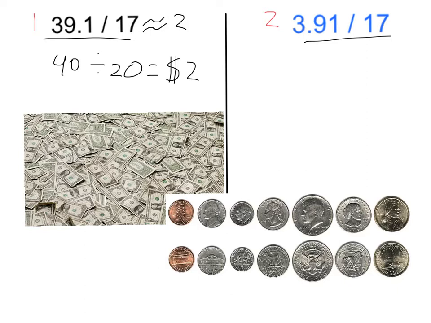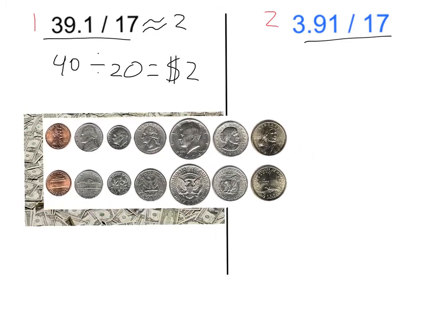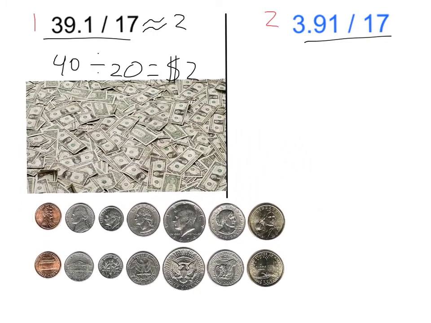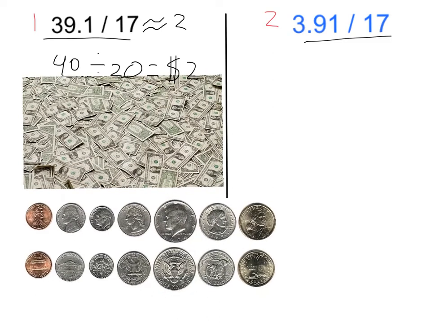So we have $3.91 in change among 17 students. And we're just going to approximate how much each of them would get. So I'll move the dollars up here, and I'll move the money over here. So again, 17 is just going to round to 20, but 3.91 isn't going to round to 40, it's going to round to 4. Now this makes it a little bit more challenging for me, but I'm going to show you guys a trick.